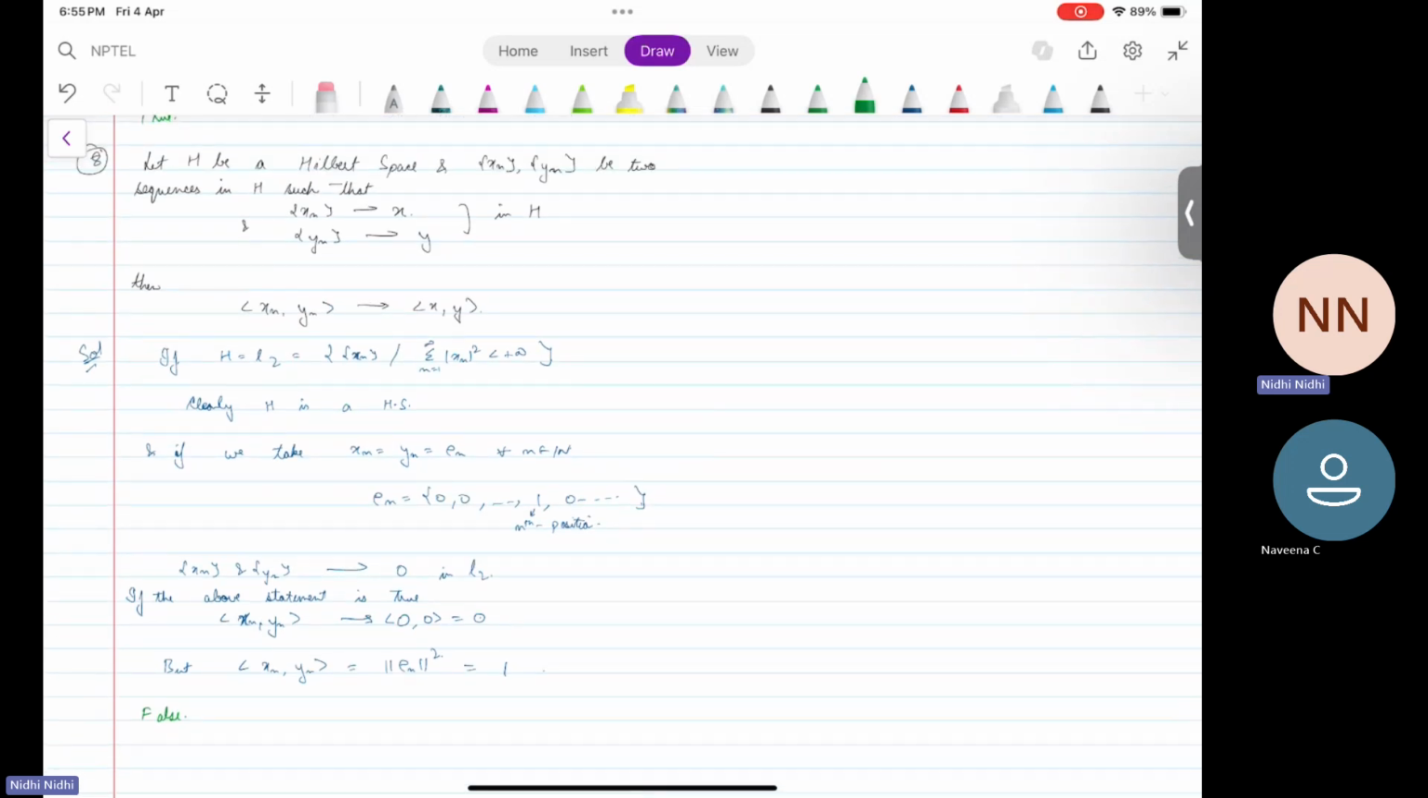Hence, in a Hilbert space, if both sequences are converging weakly, we cannot say anything about the convergence of the inner product. Whereas, we'll see in the next question that if we have one strong convergence and one weak convergence, we will get the inner product converging to the limit, the inner product of x and y. So if we have at least one strong convergence, that will be helpful for us.